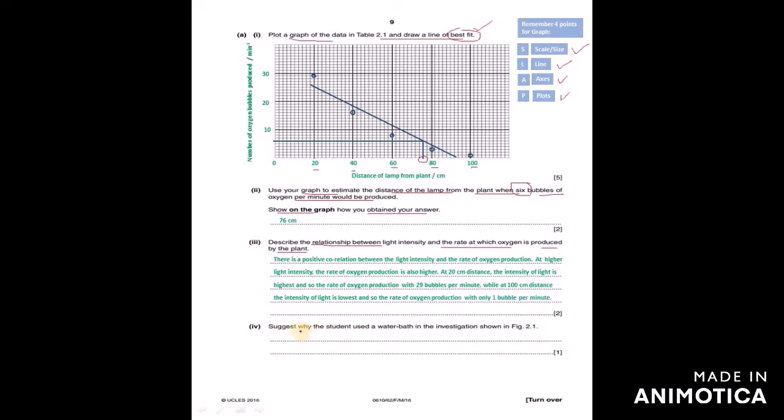Next question. Suggest why the student used a water bath in the investigation shown in figure 2.1. Okay, now here most of the students make a mistake and say that the water bath is used to maintain the optimum temperature. But actually here the use of water bath is to prevent the heating up of the plant from the lamp. So as you can see, the water bath will absorb the heat from the lamp and will not allow the temperature to rise in the inner tube.